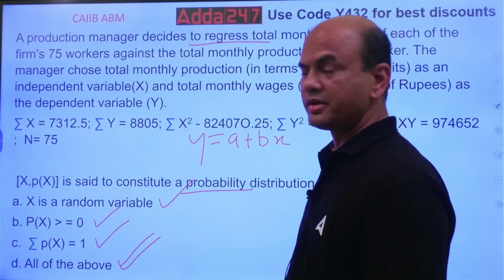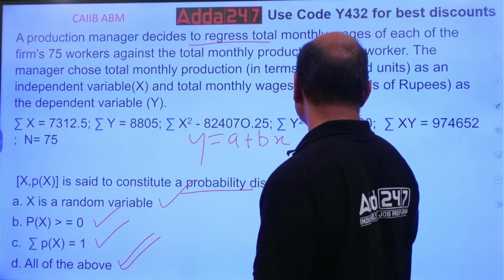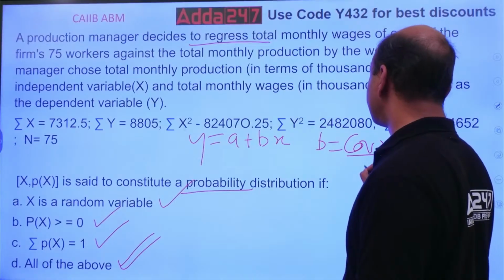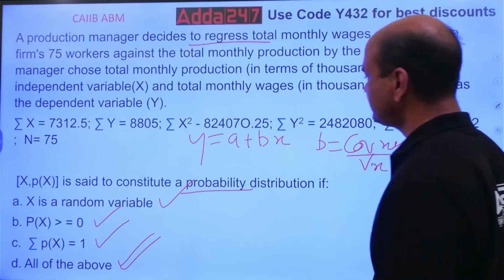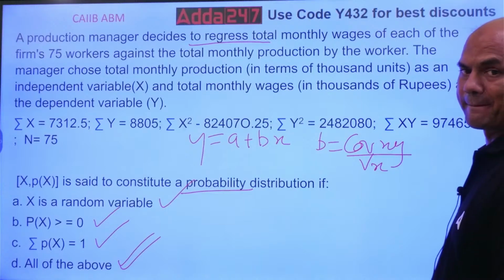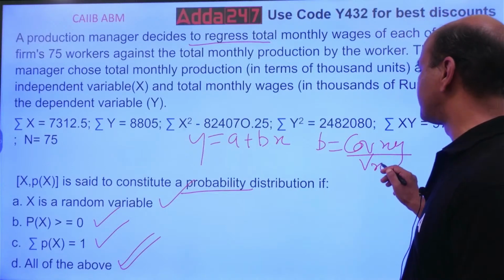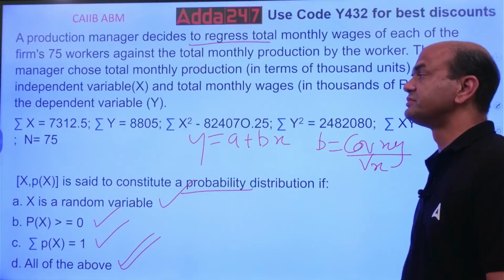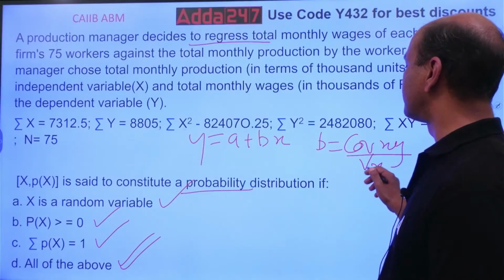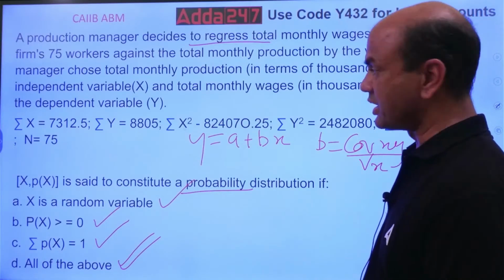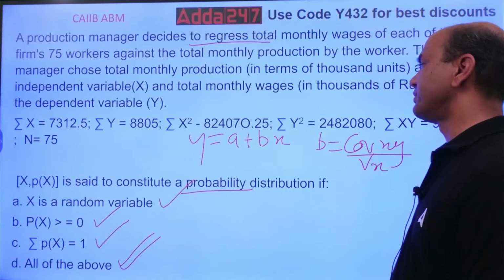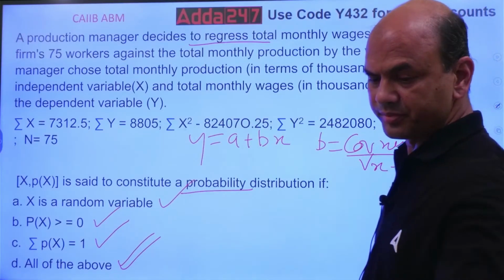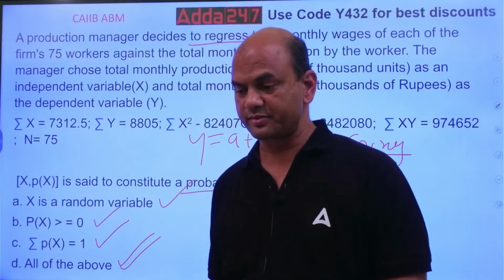How to find this out? B equals to, remember, the formula for B is covariance of xy divided by Vx, variance of x. Okay, B equals to covariance of xy upon variance of x. What is A? Okay, covariance of xy upon variance of x. Got it, everyone? So now, what is covariance of xy? This is basically a correlation regression numerical. Okay? So let's solve this.